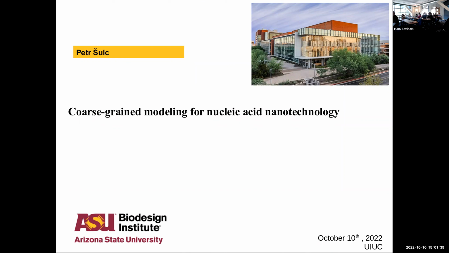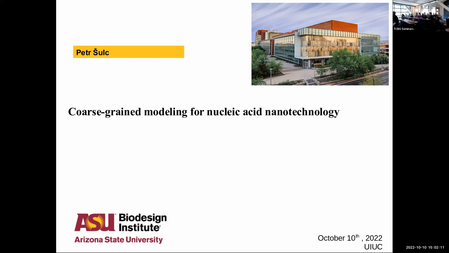Where we can start. So it is my great pleasure to introduce to you Petr Sulc, also known as Petr Sulc. So Petr is well known in the field of DNA nanotechnology as one of the co-authors of the oxDNA program, the oxRNA, and the web servers that allow you to do visualization and set up simulations.